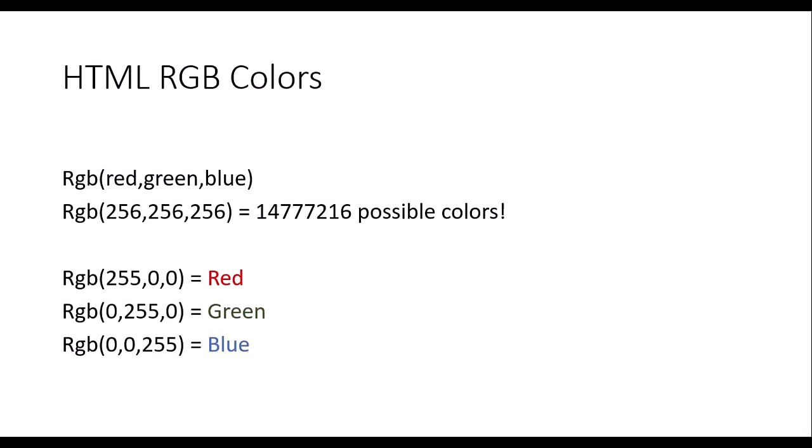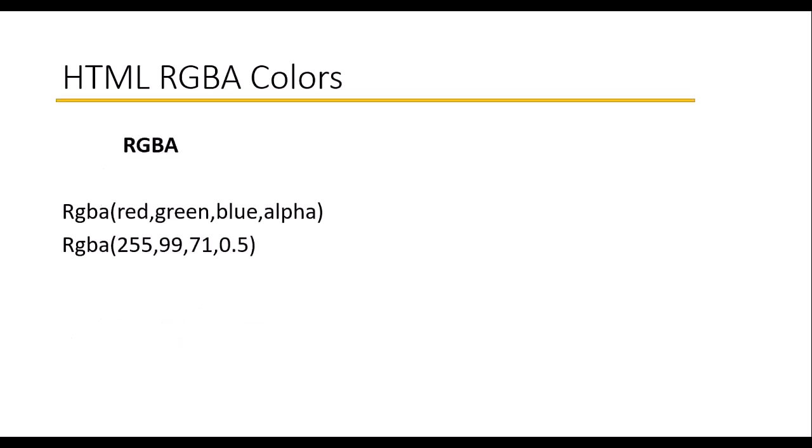The other topic which we talked about is RGBA. RGBA color values are an extension of RGB color values with an alpha channel, which specifies the opacity for a color. An RGBA color value is specified with red, green, blue and alpha.